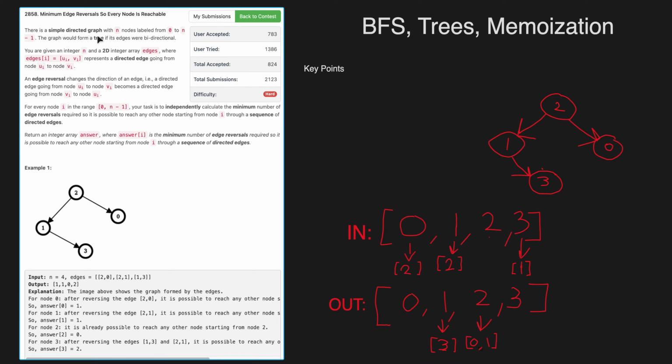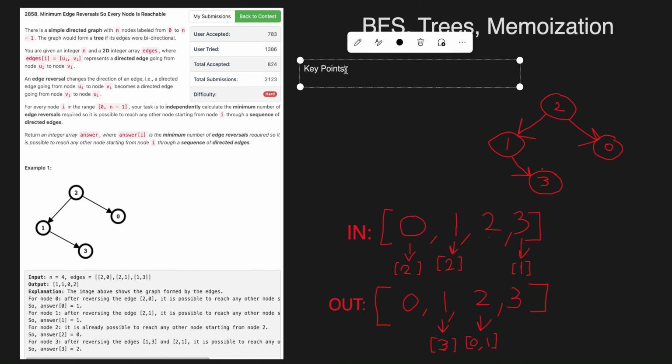So this is how you solve LeetCode 2858, which is minimum edge reversals, so every node is reachable. And this is a pretty good exercise for BFS, trees, and memoization. And while the difficulty is hard, I believe it would more fall under a medium category, so long as you understand a lot of the key fundamentals of graph theory.